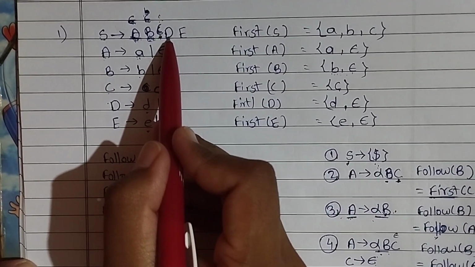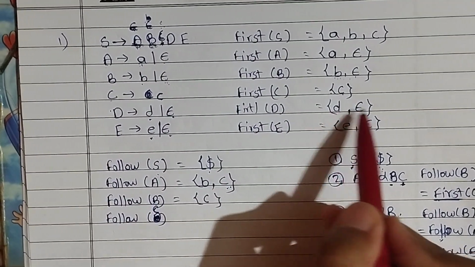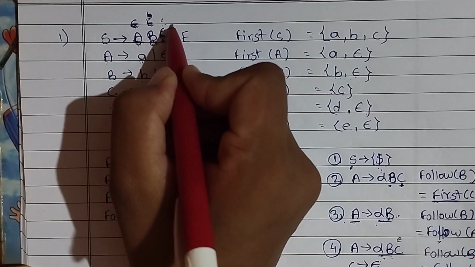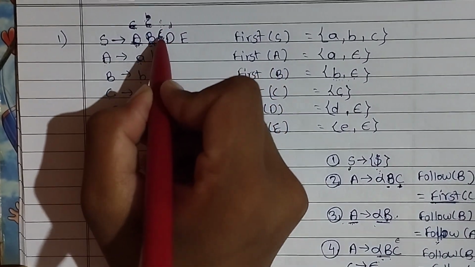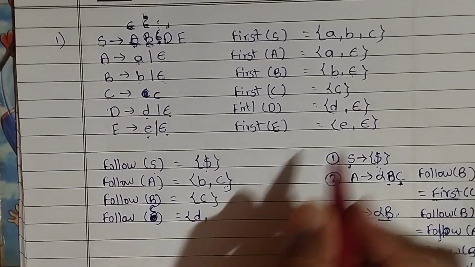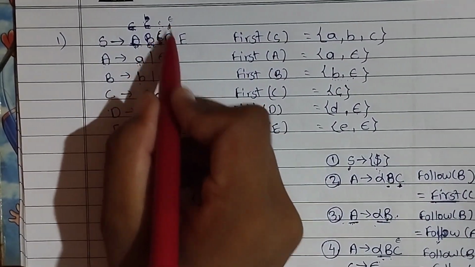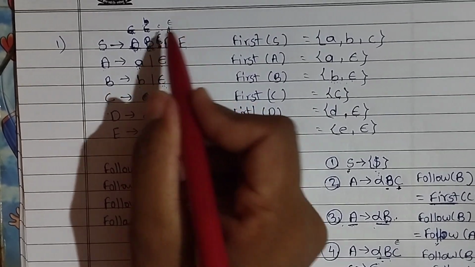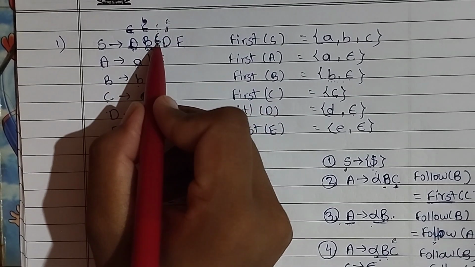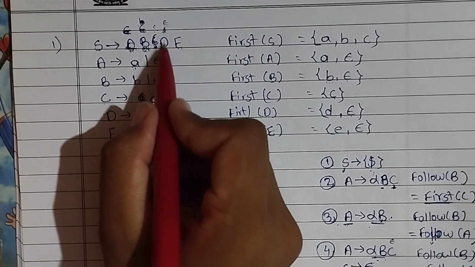And D is the non-terminal. So we find out the first of D. First of D is small d and null. So the first time we consider small d, and C is followed by small d. Now if we consider null, then C null E, and null means nothing is present here. So C is followed by capital E, because null is present, nothing is present.